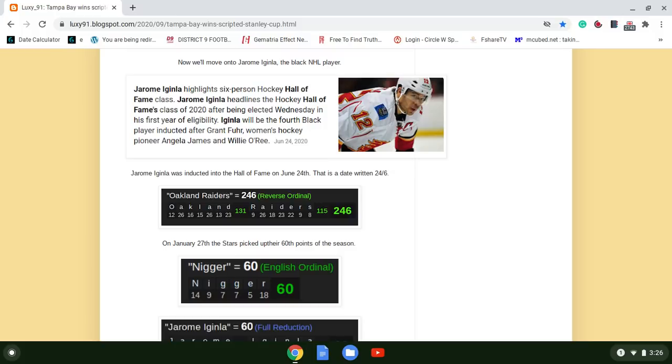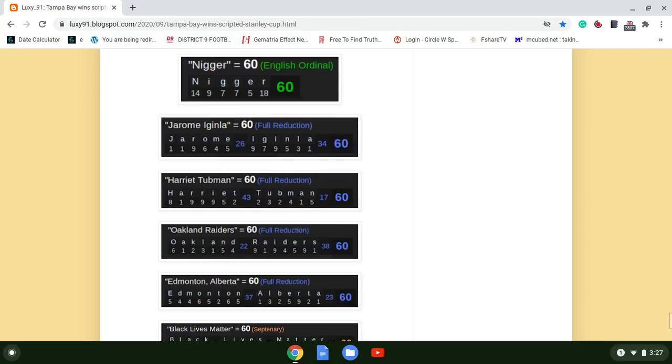So moving on to Jarome Iginla, the black NHL player who was inducted into the Hall of Fame. Notice how he was inducted June 24th, a date written 24/6, like how Oakland Raiders is 246. They were the opponent of the Buccaneers in Super Bowl 37. On January 27th, when the Stars beat the Lightning, they picked up their 60th points of the season. Notice the most hateful word for black people is 60. Jarome Iginla is 60. Harriet Tubman is 60. Oakland Raiders is 60. Edmonton, Alberta is 60.